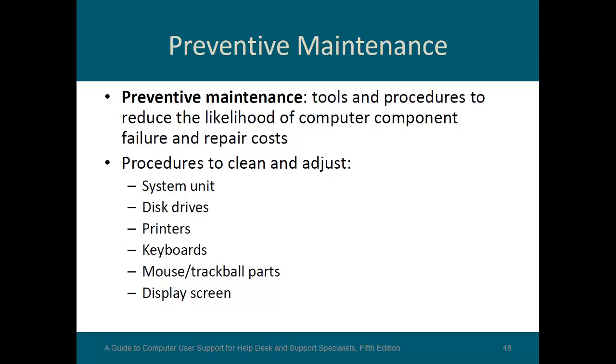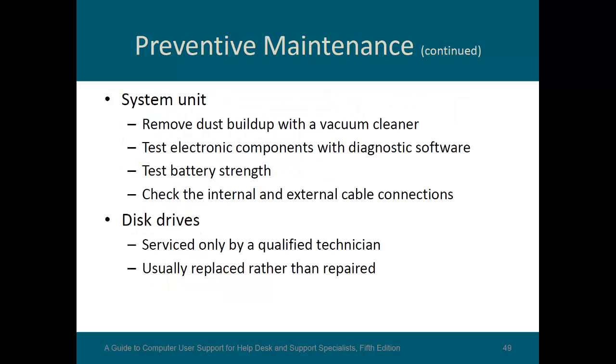There are tools and procedures to reduce the likelihood of computer component failure and repair costs. Procedures to clean and adjust system units, disk drives, printers, keyboards, mice, and display screens can go a long way to keep your computers running properly and not being overheated. System units: remove dust buildup with a vacuum cleaner. Make sure you're not touching the motherboards when you are vacuuming.